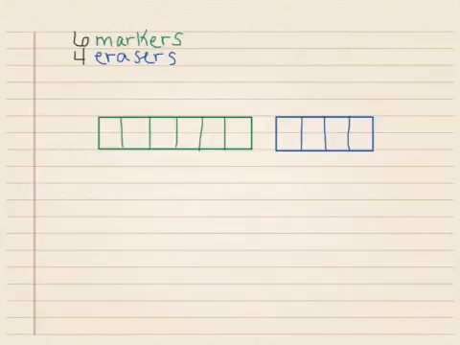So I went ahead and represented our 6 groups of markers. I can write 6M. In the blue, I've represented our 4 erasers, or 4 groups of E. Altogether, I have 10 groups, but we can't say that we have 10 markers or 10 erasers because they're not like terms. So let's fill in our 6 markers, just to give us a visual.